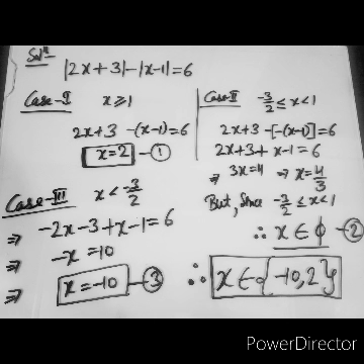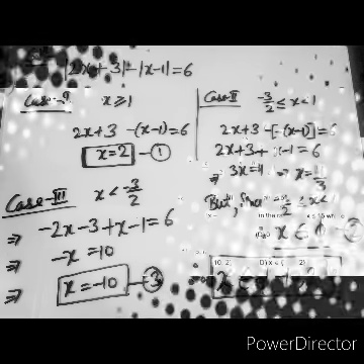Now we will take case third. In case third, we have x less than minus 3 by 2. When we open up, here we will open up the bracket of 2x plus 3 with a negative sign, and also the bracket of x minus 1 with a negative sign. Then we get the value of x equals minus 10. Therefore the solution set is only minus 10 and 2, so it is written in the set form.